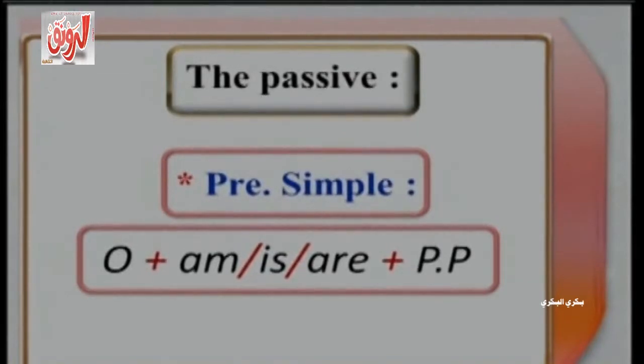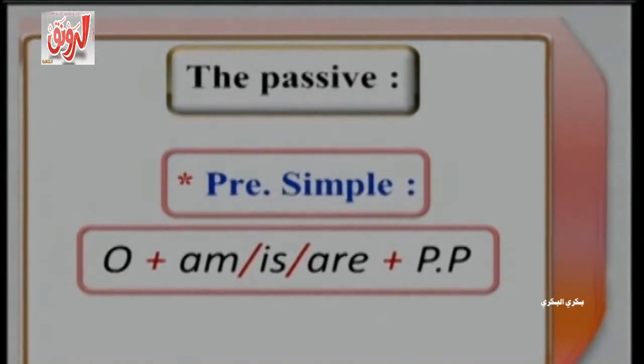You should put it at the beginning in the place of the subject and see if it is single or plural. If single, you should use is. If plural, you should use are, and then bring your PP. The sentence will get completed after.